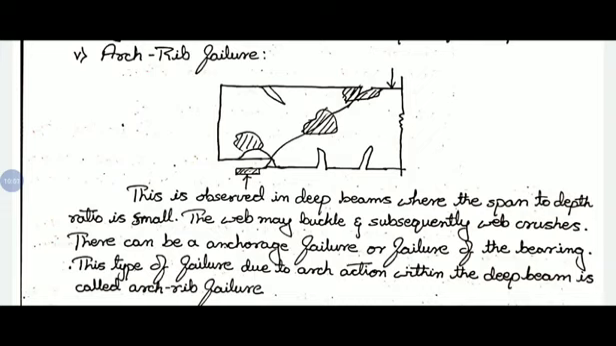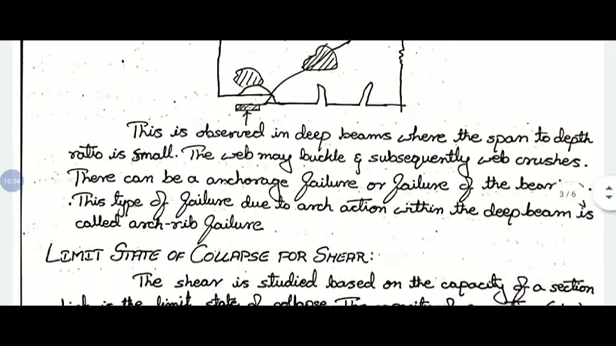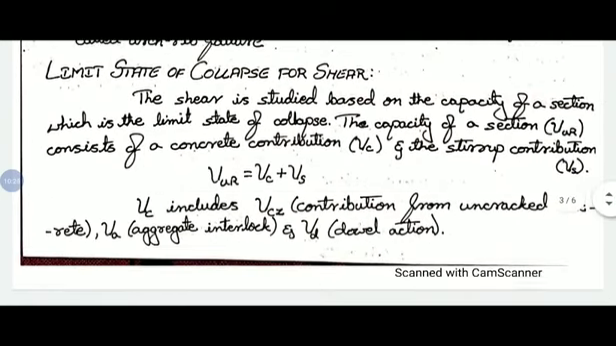So one is diagonal tension failure, then shear compression failure, shear tension failure, web crushing failure, and arch rib failure. These are the 5 important types of modes of failures due to shear. So next topic we are going for limit state of collapse for shear.